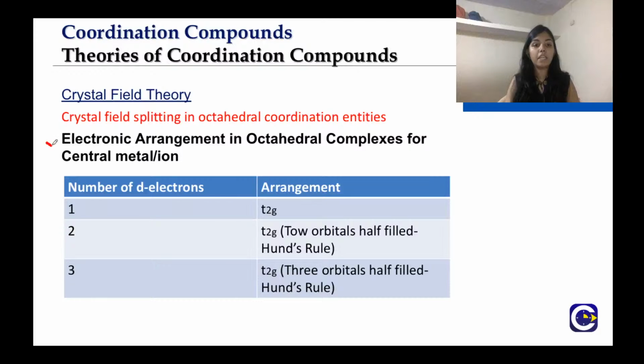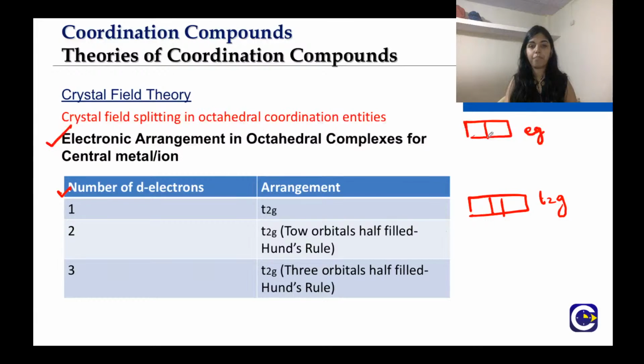so now we will study about the electronic arrangement in octahedral complexes for central metal or ion. Now let us say that the number of d electrons is 1, right? So we are having T2G here, let us say, and we are having Eg here. T2G will be 3 orbitals, Eg will be 2 orbitals. So D1, 1 electron will be here, so the electronic configuration will be T2G1. 2 electrons is there, so this will be T2G2, right?